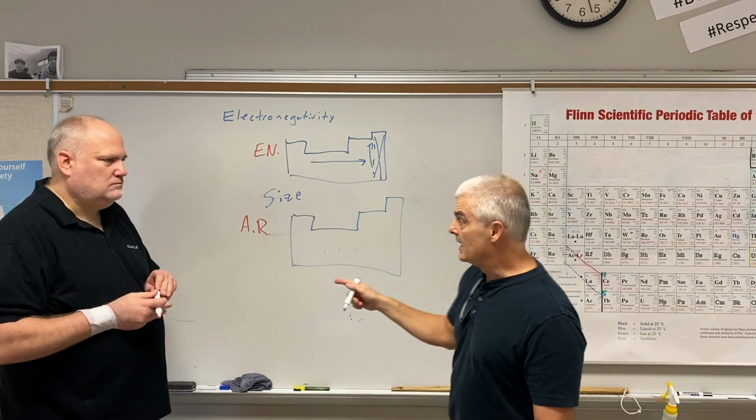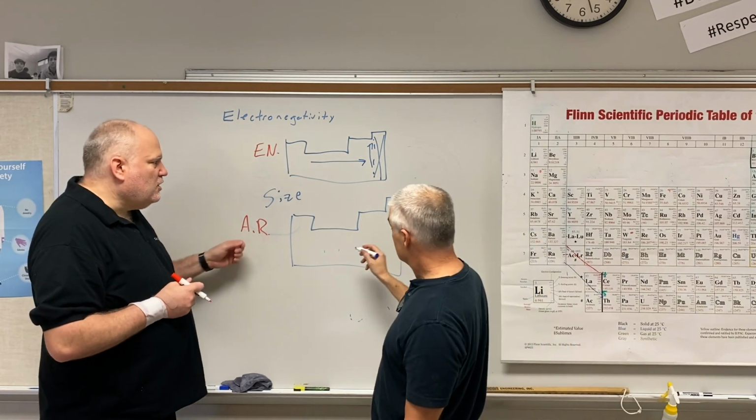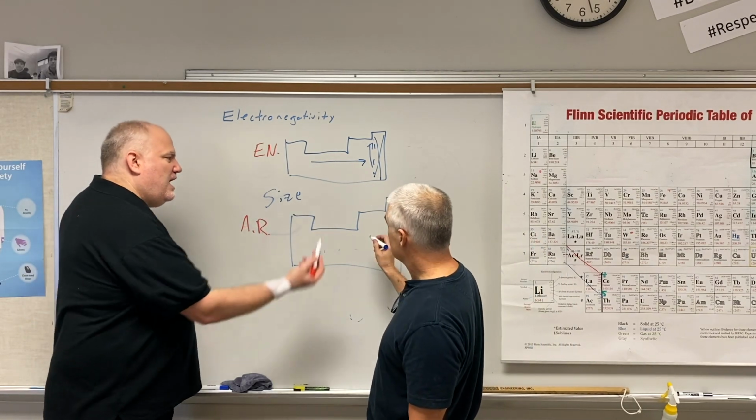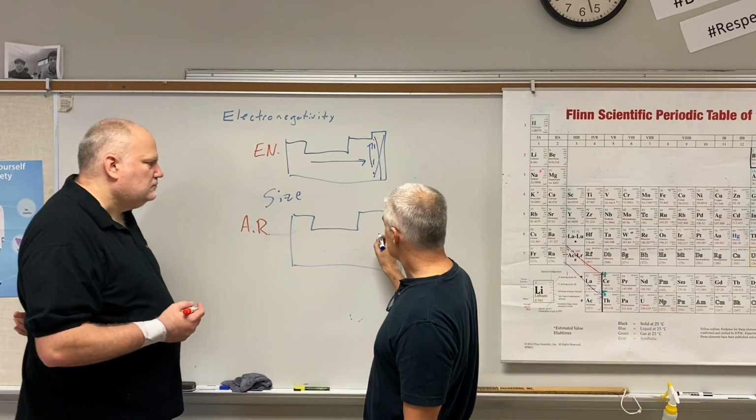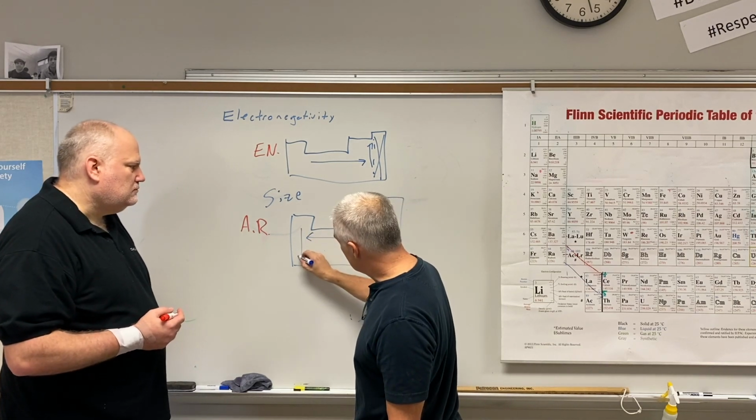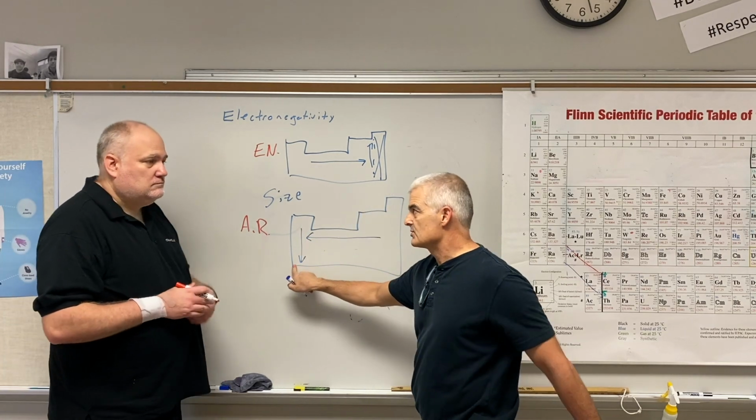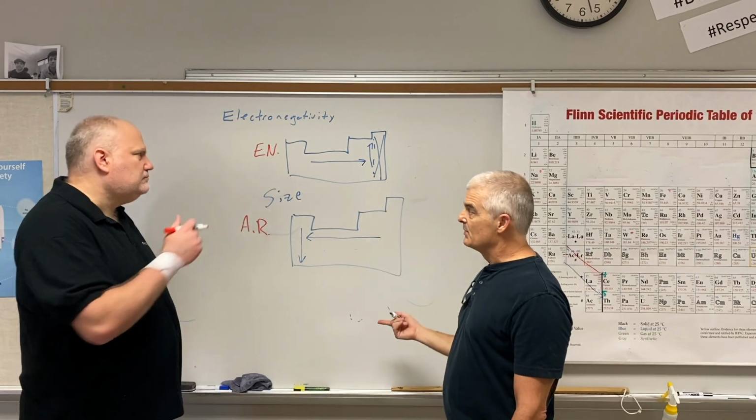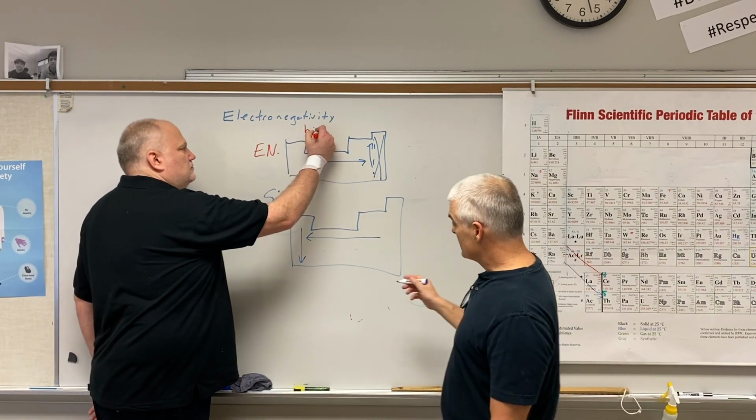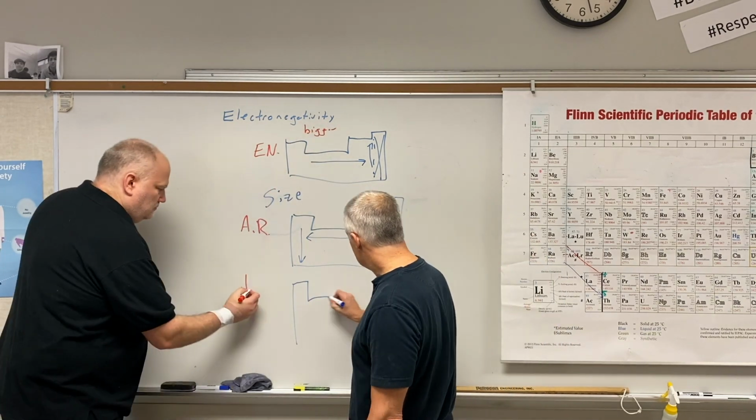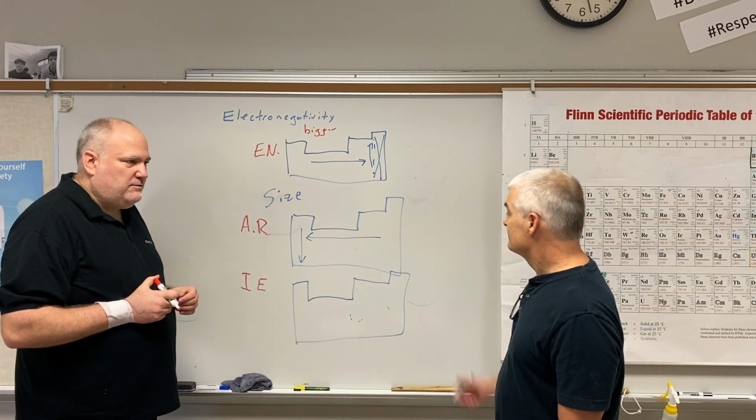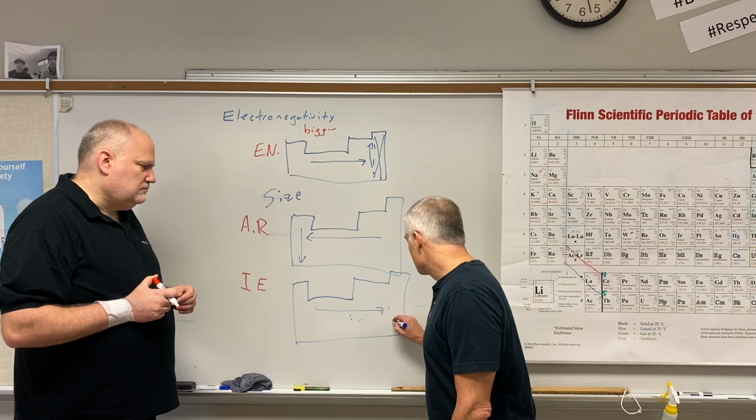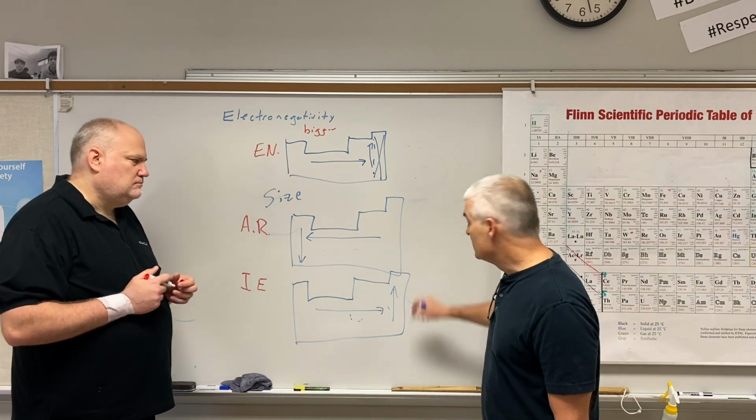For atomic size, so for atomic radii, what's the trend? As you go across and as you go up, you get smaller. So if you go across and down, that's how you get the biggest. And then the other one is ionization energy. And what's the trend with ionization energy? It's exactly the opposite of atomic radius. So it's over and up. And then it does include the helium category.